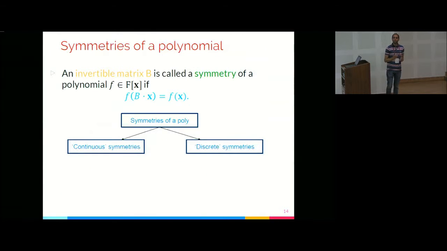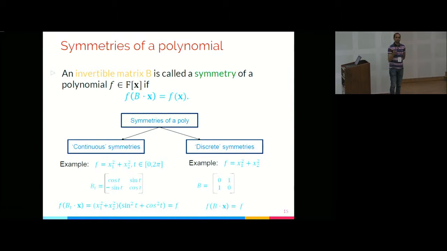The symmetries of a polynomial are classified into two categories. The first are called continuous symmetries, and the others are called discrete symmetries. At this point, I'll not give you the formal definition of what a continuous symmetry is, but we'll see it in the later part of the talk. But let me at least try to present this with the help of an example.